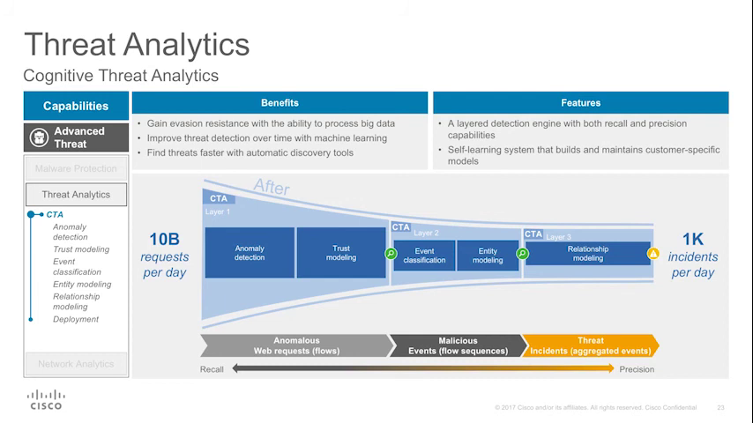The entire CTA system is self-learning and autonomously builds and maintains unique, customer-specific models. In brief, anomaly detection and trust modeling let a customer focus on the 1% of requests that actually matter. Using event classification and entity modeling, customers can then find out what type of threat it is and where it is on their system. Finally, using relationship modeling, a user can understand if a threat is a one-off attack or part of a larger global campaign.